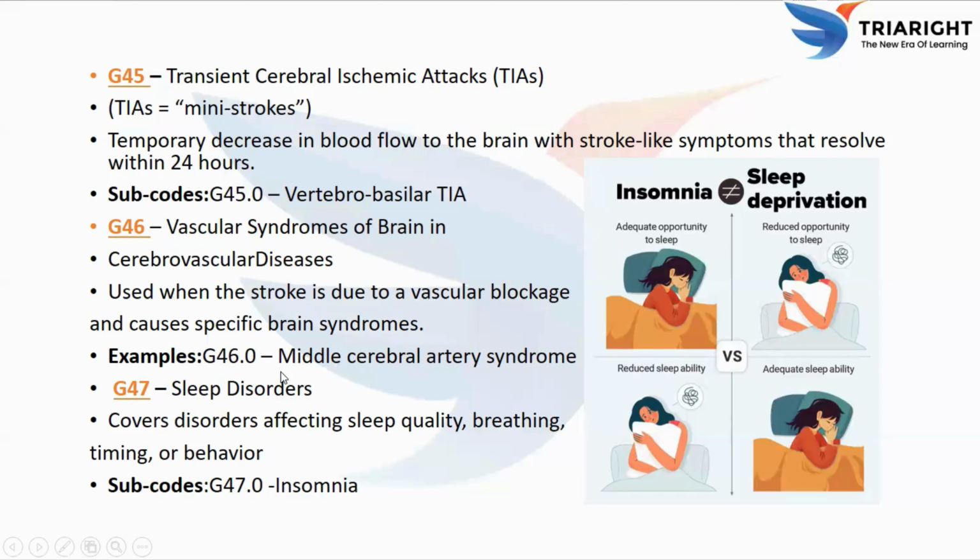So for example, G46.0 code is assigned for middle cerebral artery syndrome. So what is it? A problem caused by the blockage of the middle cerebral artery. It affects the movement, speech, facial muscles, etc.